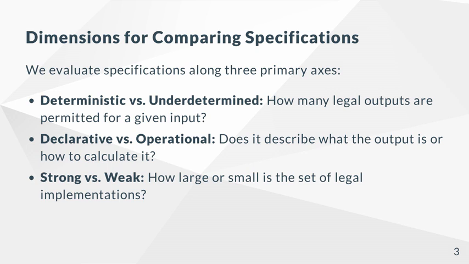When we evaluate a specification, we look at three primary axes. 1. Determinism. Does the spec permit only one possible output or a set of legal outputs? 2. Declarative versus operational. Does the spec describe what the output is, or does it give a recipe of how to calculate it? 3. Strength. How large is the set of legal implementations that satisfy the spec?